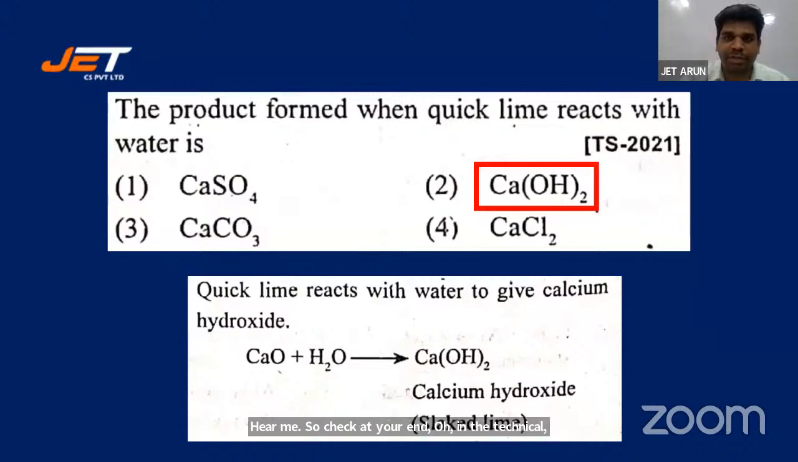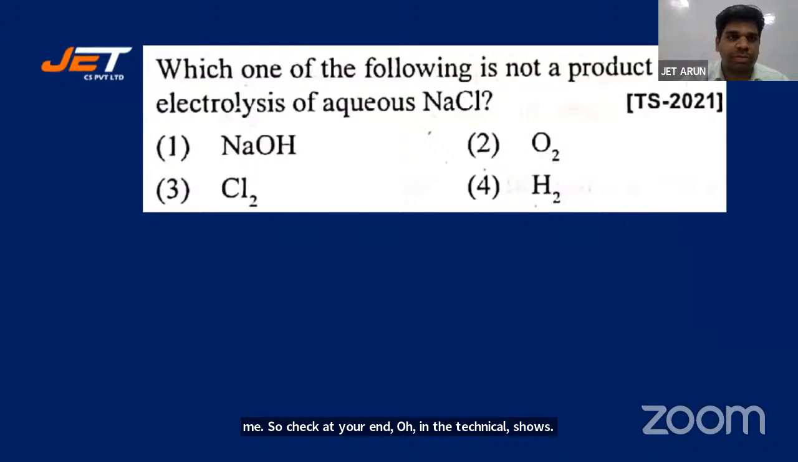All right, let's go to the next one. Which one of the following is not a product in the electrolysis of aqueous NaCl? NaOH, oxygen, chlorine, hydrogen. Sodium hydroxide, oxygen, chlorine, hydrogen. Which of the following is not a product? He says not a product. Be careful.